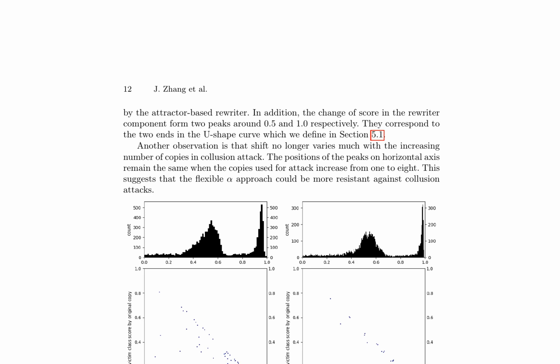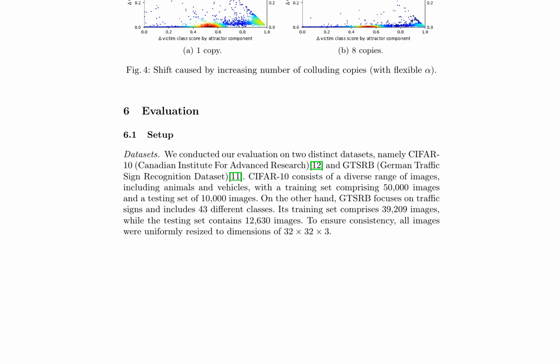In the evaluation setup, the authors used two distinct datasets, CIFAR10 and GTSRB. The CIFAR10 dataset consists of a diverse range of images, including animals and vehicles, with 50,000 training images and 10,000 testing images. The GTSRB dataset focuses on traffic signs and includes 43 different classes, with 39,209 training images and 12,630 testing images. The authors resize all images to dimensions of 32 × 32 × 3 to ensure consistency. The proposed defense strategy is tested on both datasets, demonstrating its effectiveness in mitigating collusion attacks.